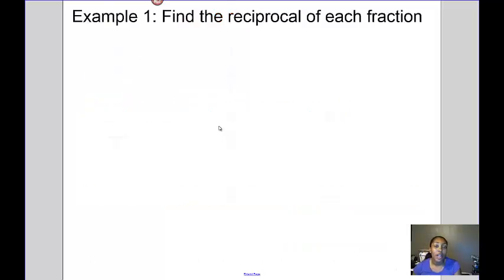Alright, so first we want to talk about this word called a reciprocal. So a reciprocal is when you take a fraction and you literally flip it over. So the reciprocal of a fraction is that fraction flipped over. So let's look at this fraction, 4/7. I want to find the reciprocal of 4/7. So I'm basically going to flip the fraction over, and so the reciprocal will be 7/4.